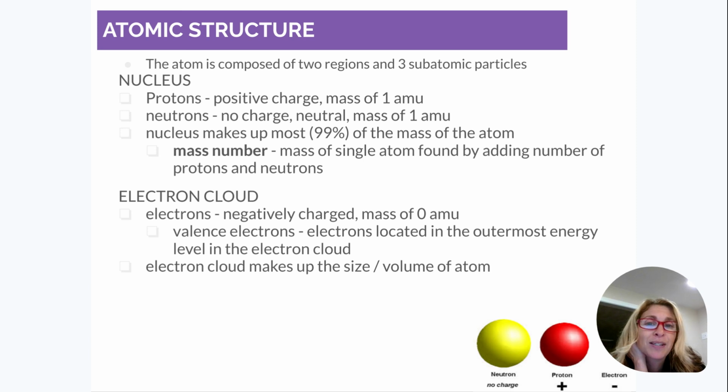The mass number represents the mass of a single atom found by adding the number of protons and neutrons. Outside of the nucleus, we have an area called the electron cloud. That's where we will find the electrons. Electrons are small, negatively charged particles. They're so small, it's not that they have no mass, but compared to the mass of a proton and neutron, they are assigned a mass of 0 AMU. There are some electrons that are of particular importance. Those are called valence electrons. These are electrons that are located in the outermost energy levels in the electron cloud. The electron cloud is going to be responsible for the volume or size of the atom.